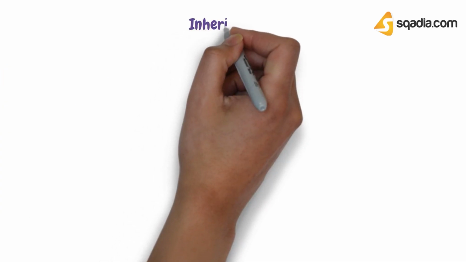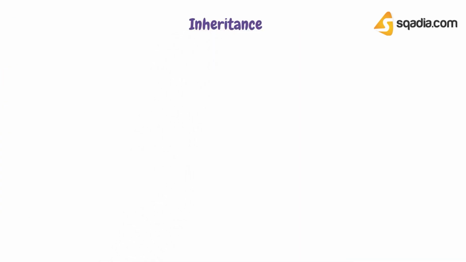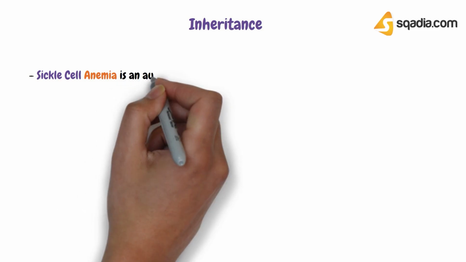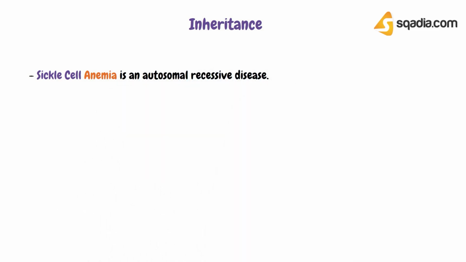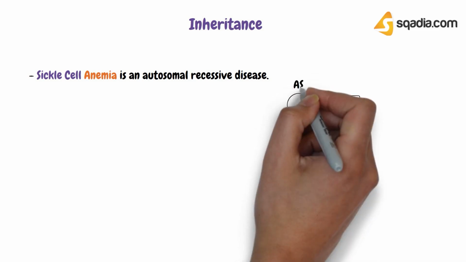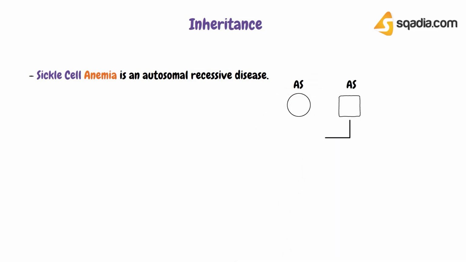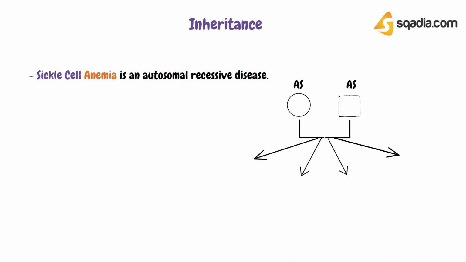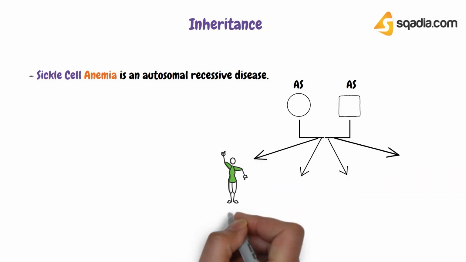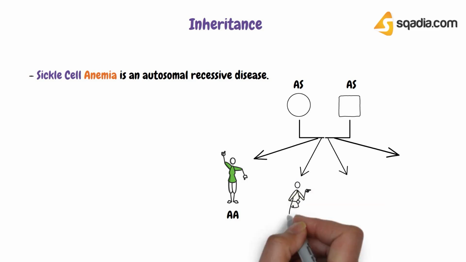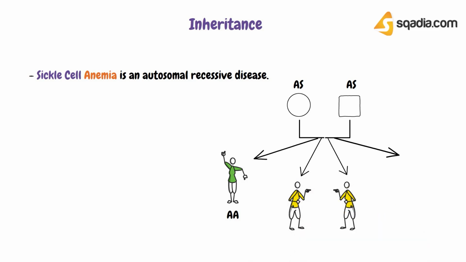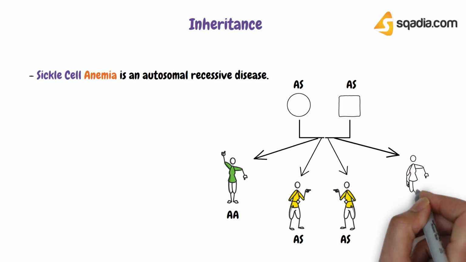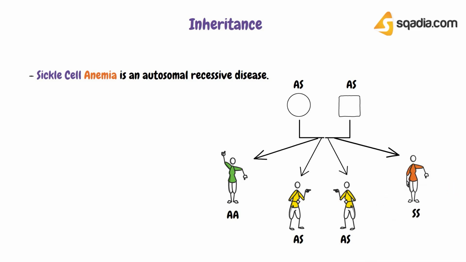Now, the inheritance. Sickle cell anemia is an autosomal recessive disease. So we'll draw our mom here and our dad here. They're both carriers for the sickle cell gene. So there's a 1 in 4 chance that the child does not inherit any allele of hemoglobin S, then a 1 in 2 chance that the child is a carrier, and a 1 in 4 chance that the child inherits both alleles of hemoglobin S, resulting in sickle cell anemia.